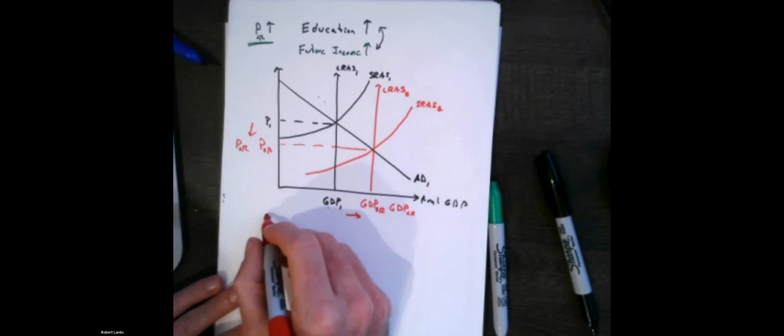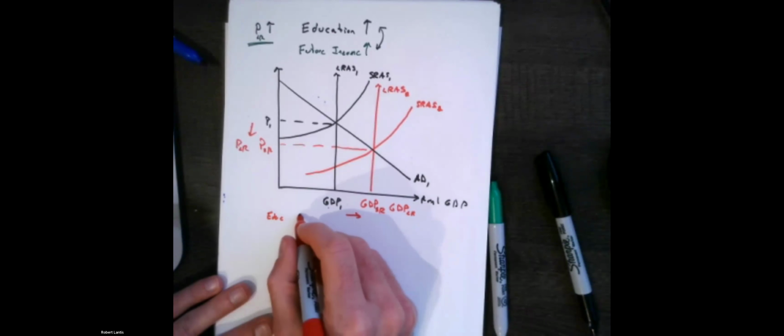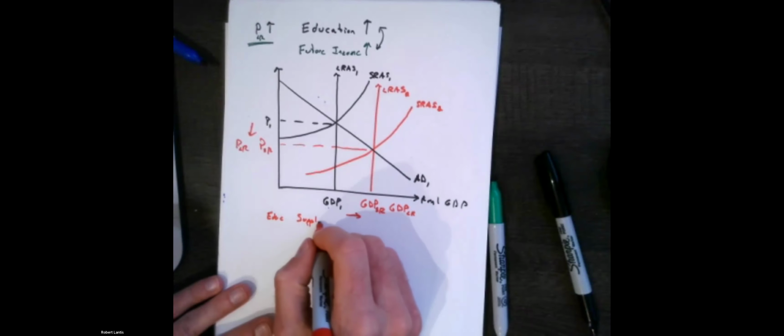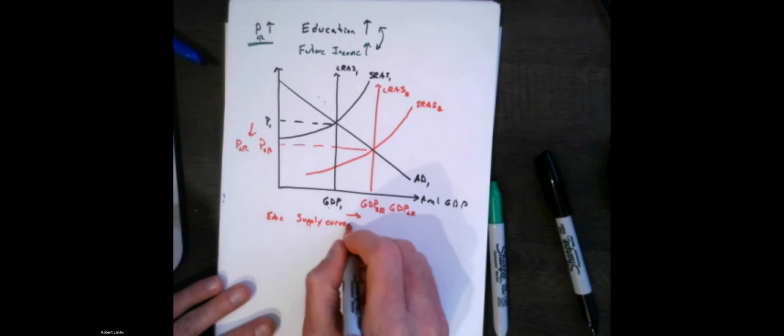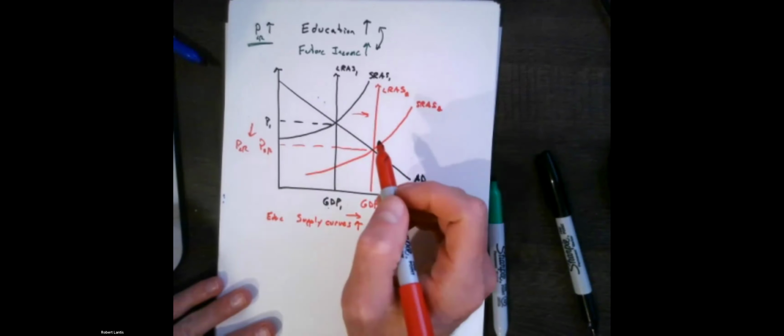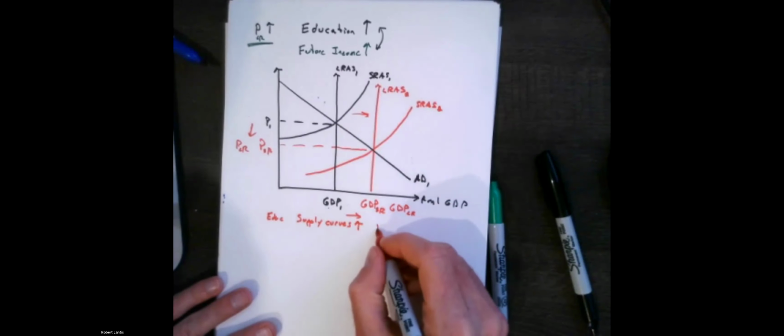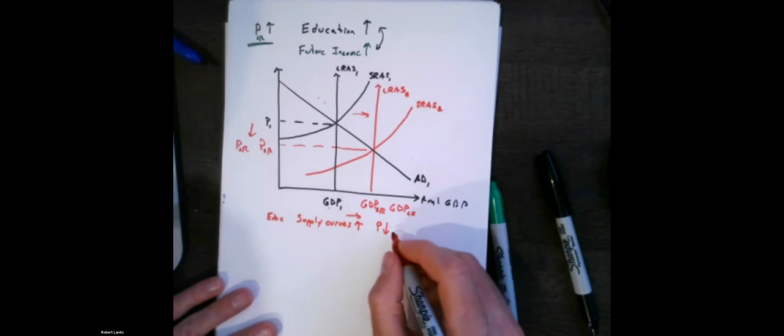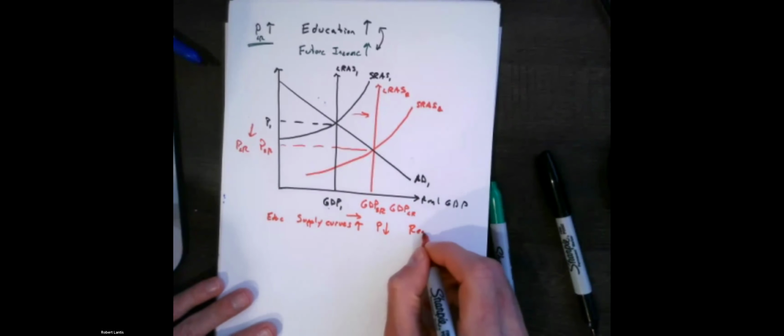So I know that this education increase caused my long run and short run aggregate supply curves to increase. Remember, shifts to the right are increases. That ultimately pushed my long and short run prices down and my long and short run real GDP to be higher.